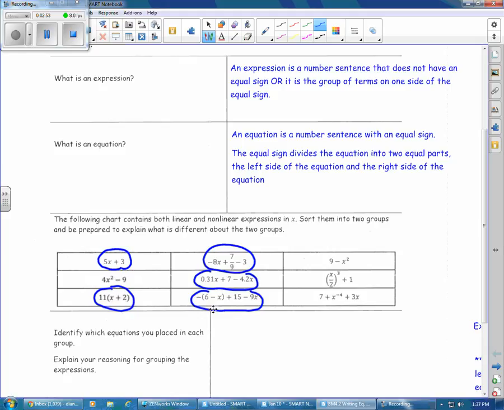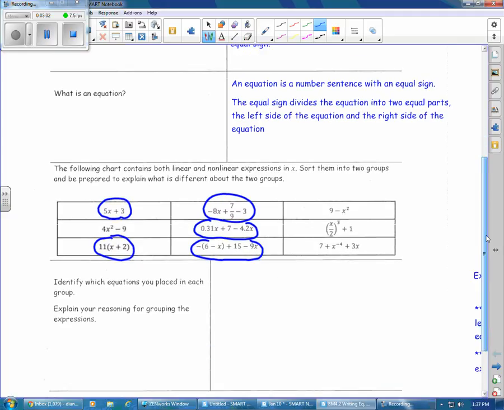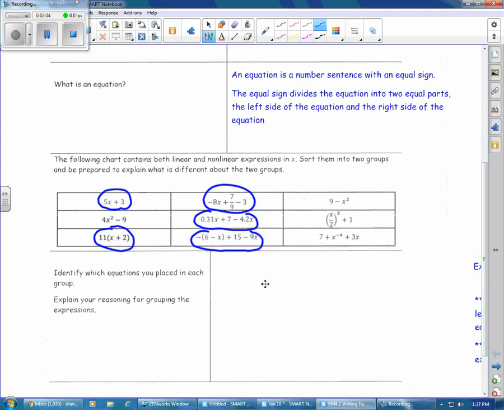Now you might be tempted to say that any expression without an exponent is linear. However, if we remember back to our exponent unit, which was the first thing we did this year, we know that an exponent of 0 will give us a quantity of 1. And we also know that generally speaking, we don't write 1 as an exponent. Isn't 11 to the first power technically 11? It's 11 times itself one time, which is going to be 11. So we generally don't write an exponent of 1.